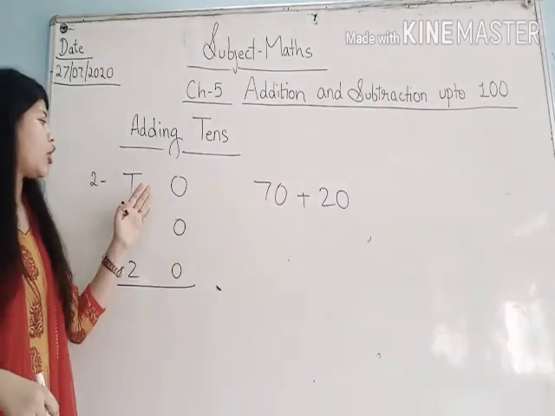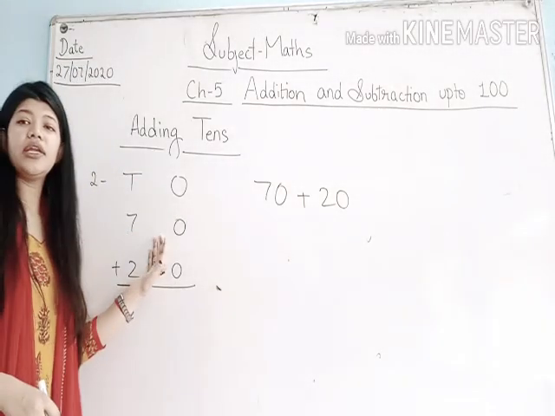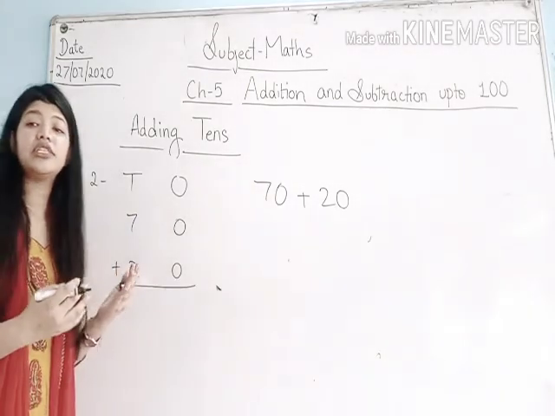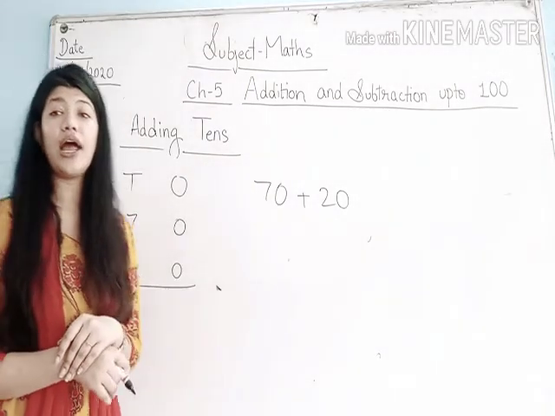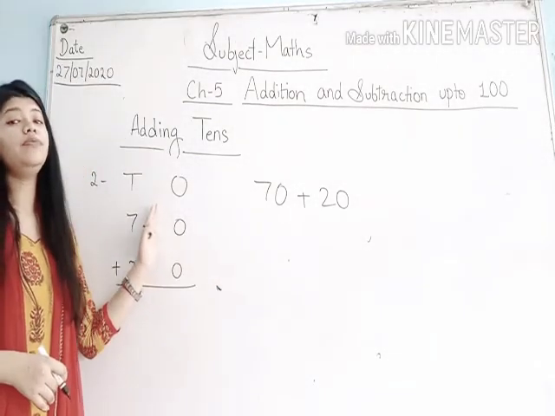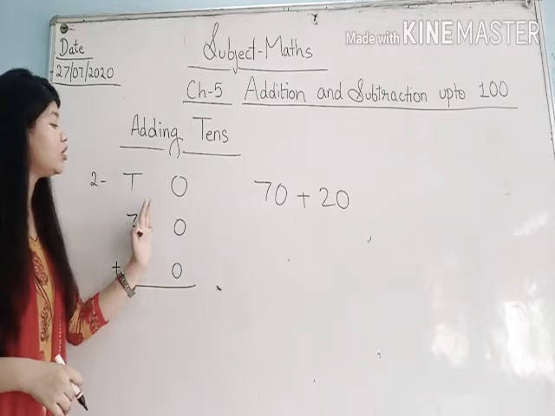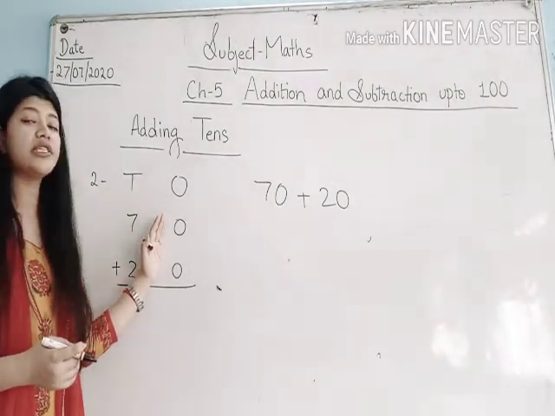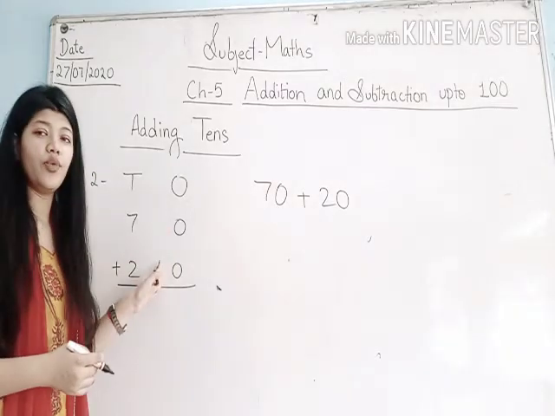So we have already arranged the numbers in the columns of ones and tens. Now what is our next step? Our next step is to add ones. So we will add the ones column first. Now look at the ones column. How many digits are there? There are two digits, that is 0 and 0.